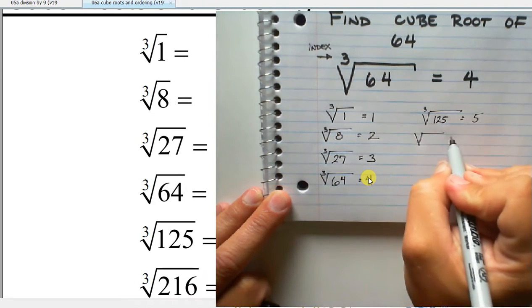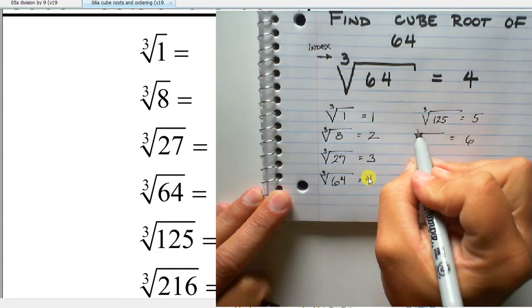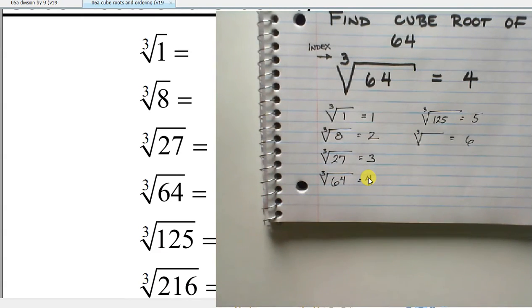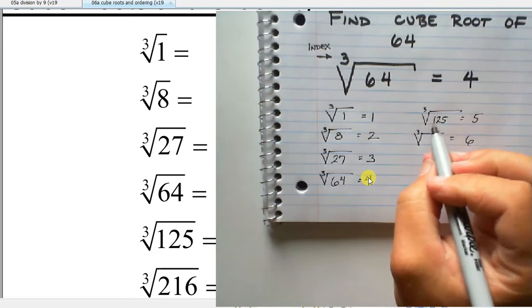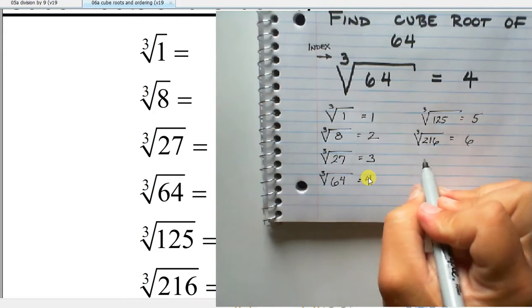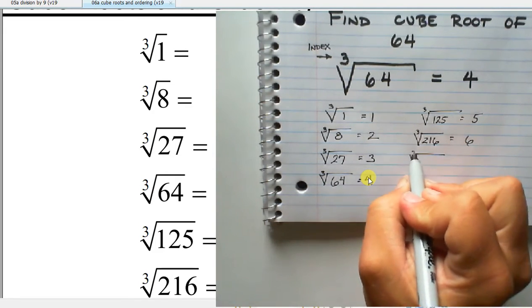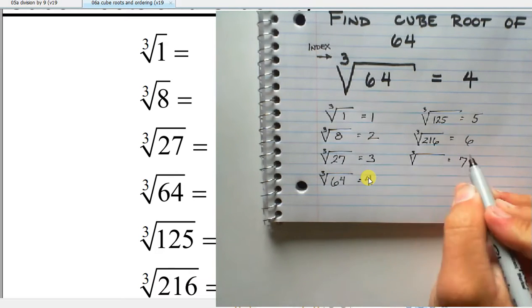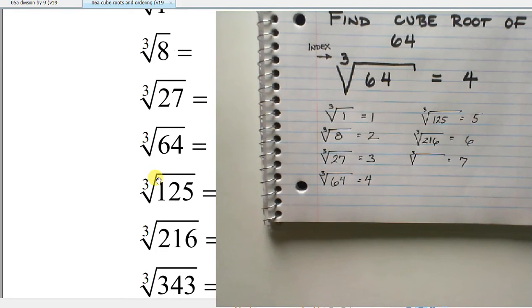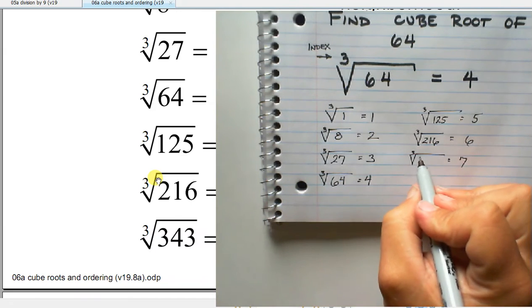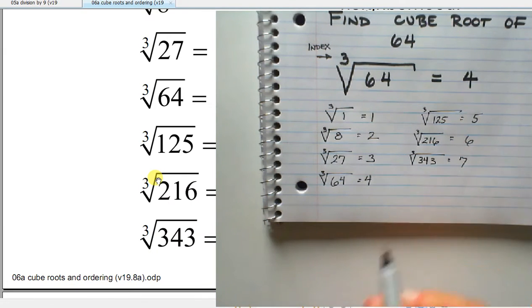The next one is going to be a 6. The cube root of 216 is 6. The cube root of whatever it's going to be a 7. Is that 343? So there are the first 7 cube roots.